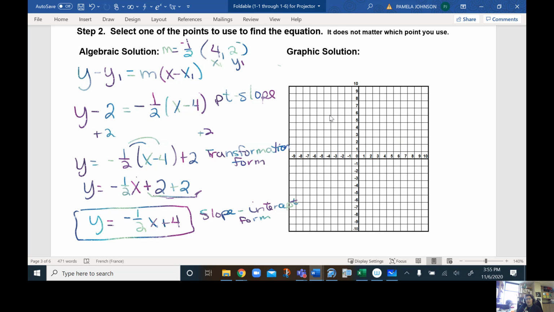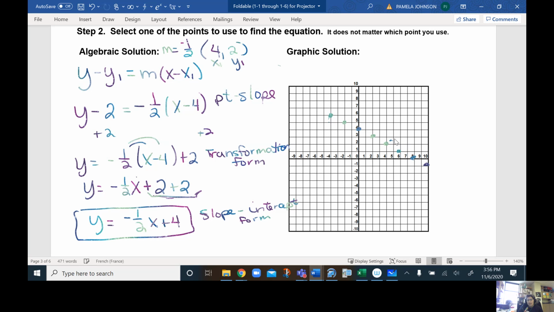If we're using the graphic solution, all that is we're just going to graph the point. So -4/6 and 4/2. We said our slope is -1/2. So that tells me I'm going to go down 1 and right 2 to fill in points in between. And then keep going just to fill in the rest of the graph.